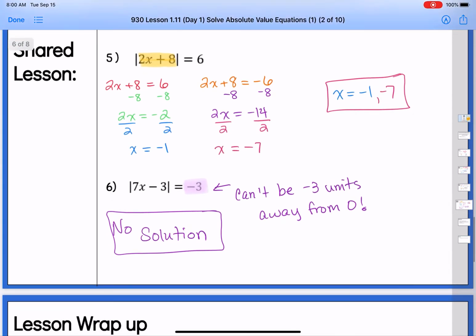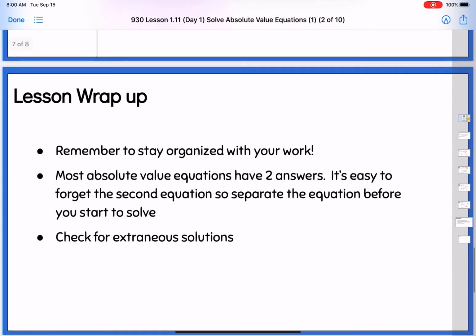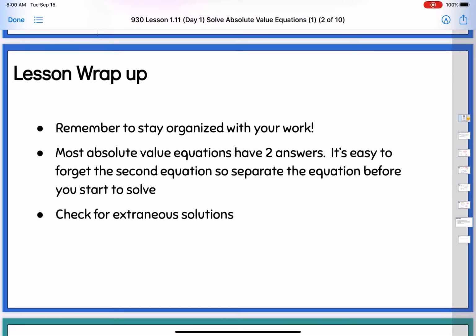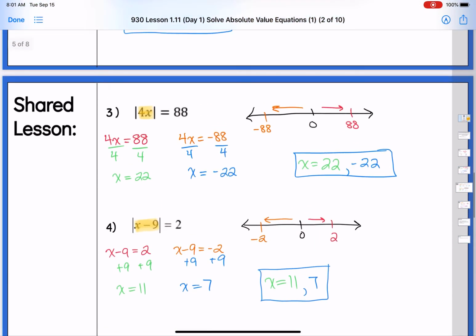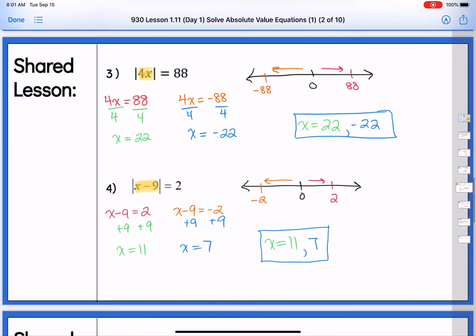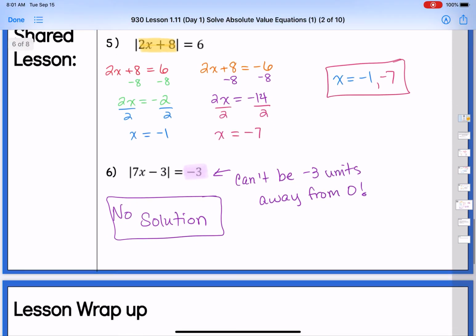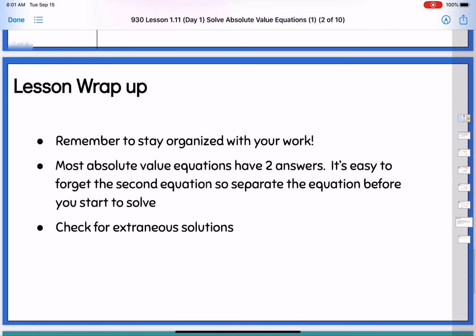All right, hopefully that got you the basics of your absolute value equation. So remember, stay organized, right? Have that good mental process of what absolute value means. Most absolute value equations have those two answers. It's easy to forget that second one, so make sure that you're separating your equation before you start to do any solving. You know, we made our two equations before we solved any of them. We set that red equation up and the orange equation up before I started solving anything. I highly recommend that you do that rather than solving one and then setting up the other, because you'll forget that second one every time.